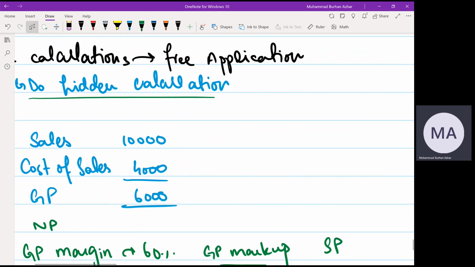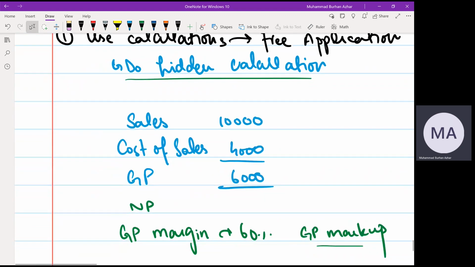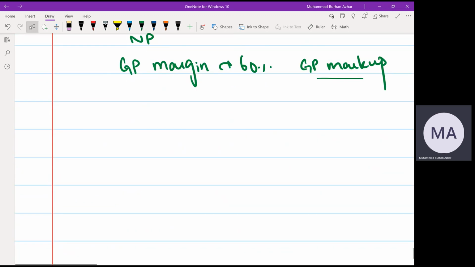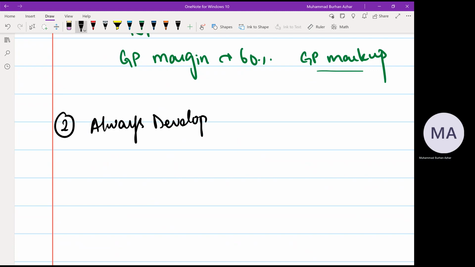Similarly in break even, if he asks you to calculate the break even, you can get total cost from fixed and variable cost, you can get per unit cost from it, you can do a whole lot of things, and you can get the margin of safety. So always do the hidden calculations because that is very crucial for your application points and that are free application points. The second advice is to always develop a chain of analysis. Always develop your analysis. And the third advice is to always do the evaluation in a reasoned way.